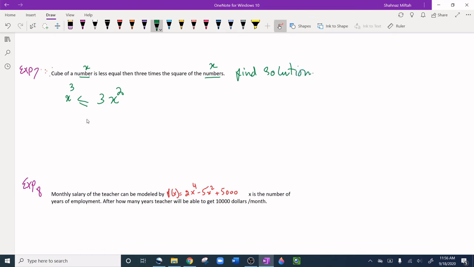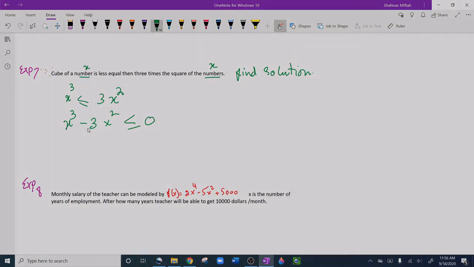x values, intervals. So first thing first, we have to move the 3x squared here, and we do less equals 0. I'm going to graph this, and then we will see what are our points of intersection between 0 and this function. And those points of intersection are my solution. So let's go back to the calculator.